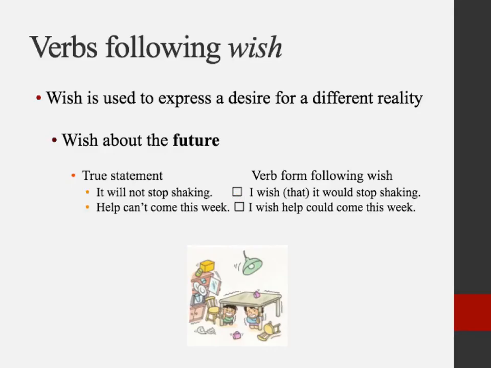Similarly, the second example, help can't come this week, when the opposite is wished for, says, I wish help could come this week. Here, could, the past form of can, is used. That's the future. Let's look at the present and the past now.